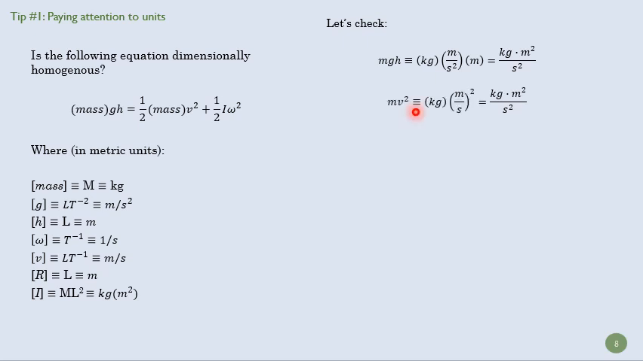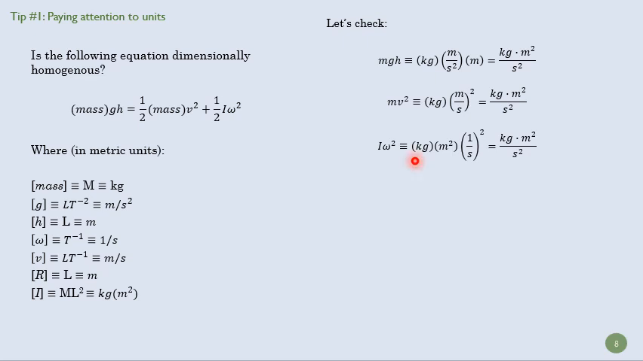Let's check our second term, mv squared. We've got kilograms mass times v squared. The square has to apply to all parts of v, because our v is meters per second and we're going to square all parts of it. So we get meters squared over second squared times kilograms. Hey, looks the same, right? Works out. So those first two terms are dimensionally homogeneous.